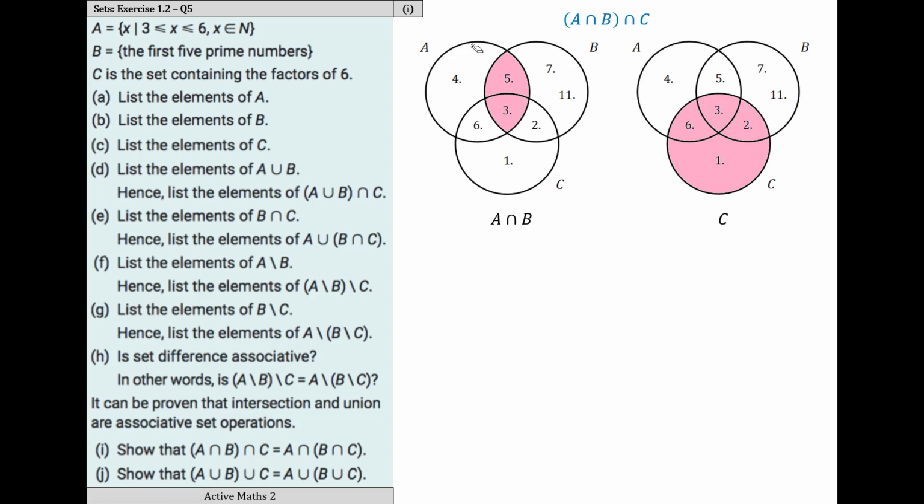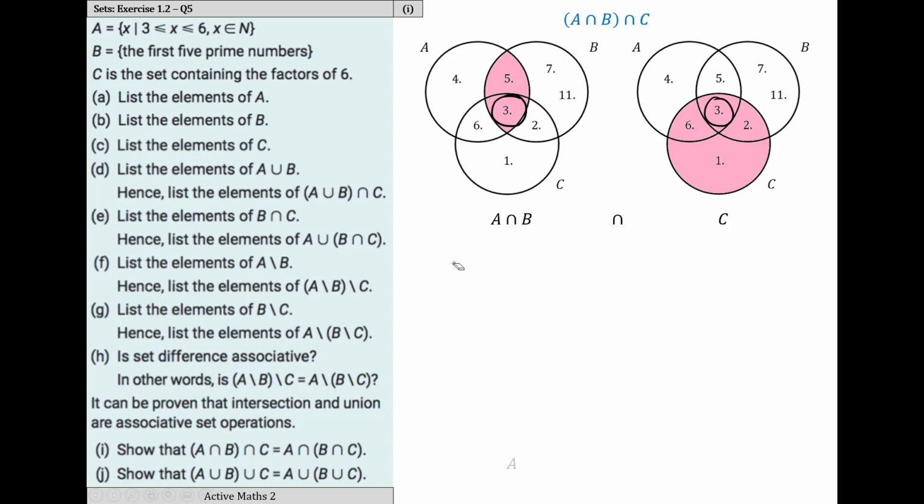So what I'm asking is, what's common to both these diagrams? I've coloured in A intersection B on the left and all of C on the right. And if we were to say A intersection B intersection C, well, we're only talking about the number 3. That's the only pink piece that's common to both diagrams. So A intersection B intersection C is the number 3.